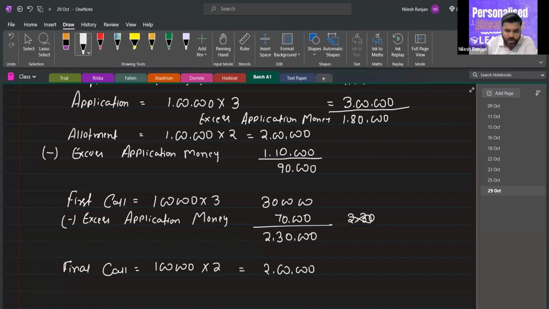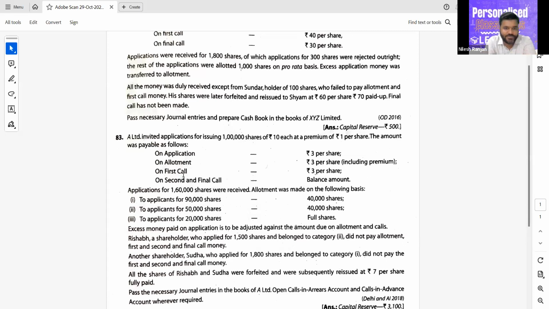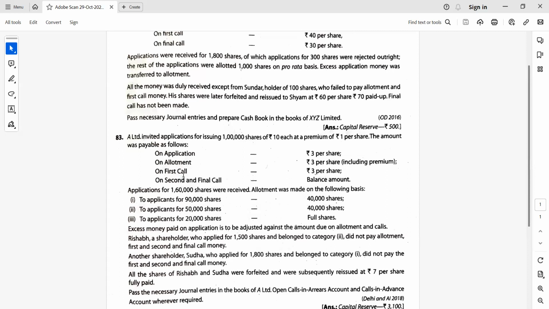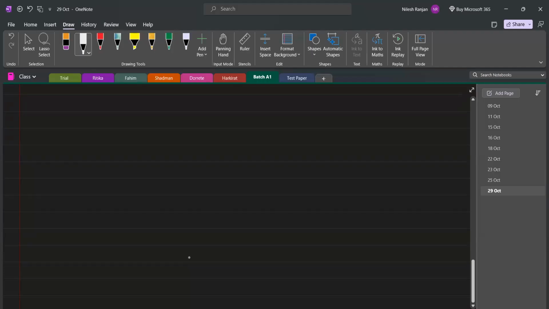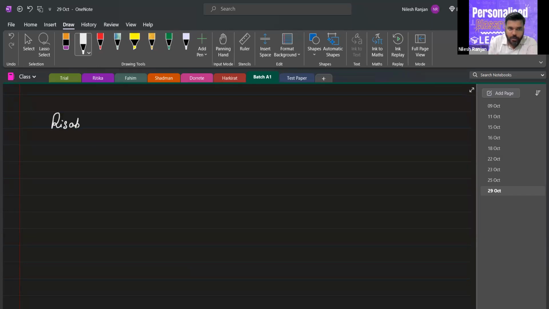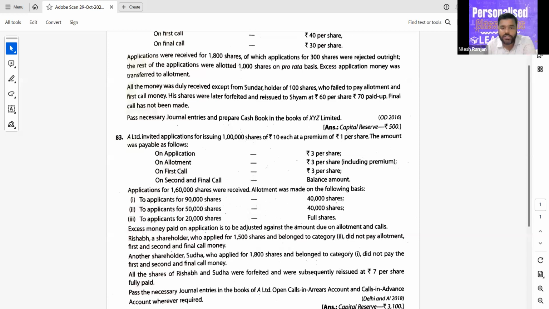So on how much share we have not received the allotment money. For that, actually, we have to calculate. There are 2 shareholders for which we have to calculate. We have to do separate calculation for these 2, Rishabh and Sudha. Okay, so let's do this also. First of all, Rishabh. Rishabh applied share is given. What I told you about this, if applied share is given, we'll have to find the allotted shares.